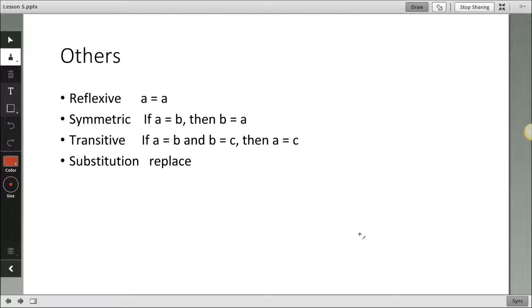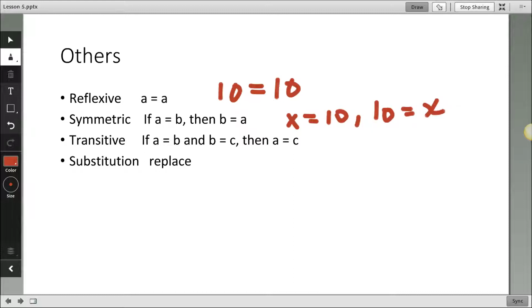And some other properties that you could see. Reflexive property, another easy property that just says that something on one side equals the same thing on the other side. So 10 equals 10 is reflexive. Symmetric means that if x equals 10, for example, then 10 equals x. But you got to have two statements for it to be symmetric.